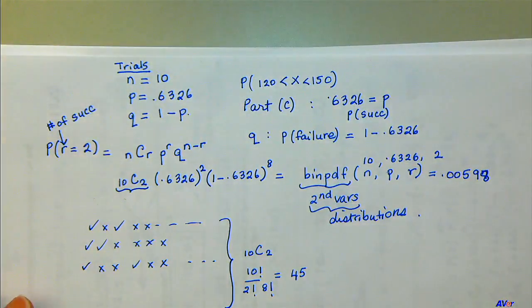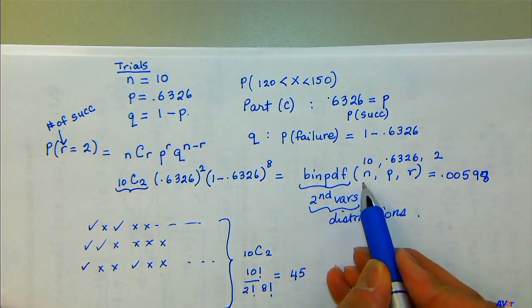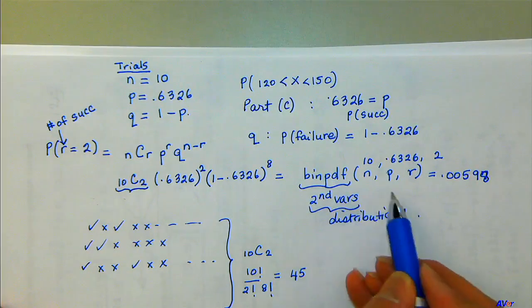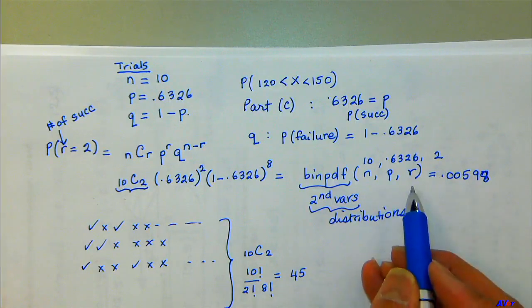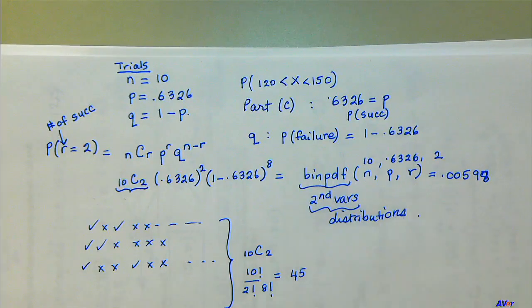If you have a newer version of the TI-83 or TI-84, you won't have to put in commas. They will ask you number of trials, you'll say 10. Then you go to the next row. Probability P, 0.6326. And R is 2. So it'll just be a vertical table rather than horizontally. In the older versions, we put them in horizontally. Are you with me?